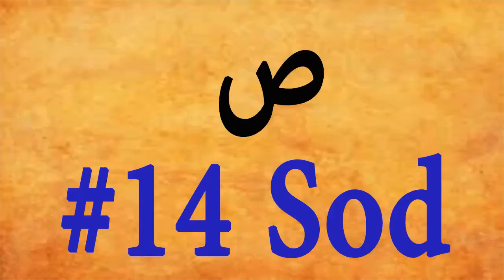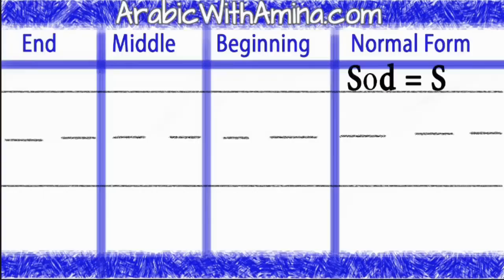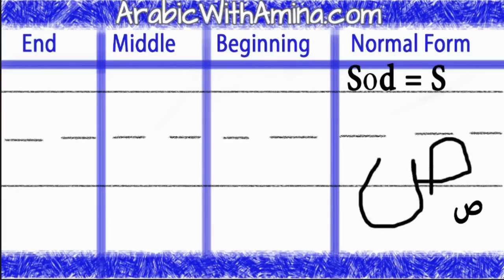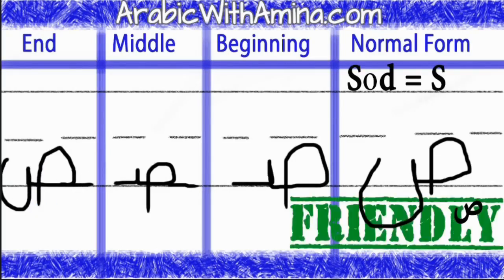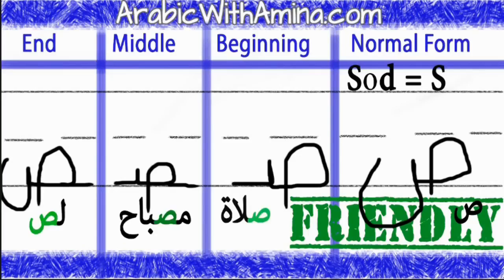The 14th letter is called Sod. This is the other letter that represents the letter S, and it is written as the following. The difference is that Sheen is pronounced as sa, while Sod is pronounced as saw. So it's more like an emphasized kind of S, and it's a friendly letter, so it's connected to the letter after it. And if it was after a mean letter, you simply disconnect it.